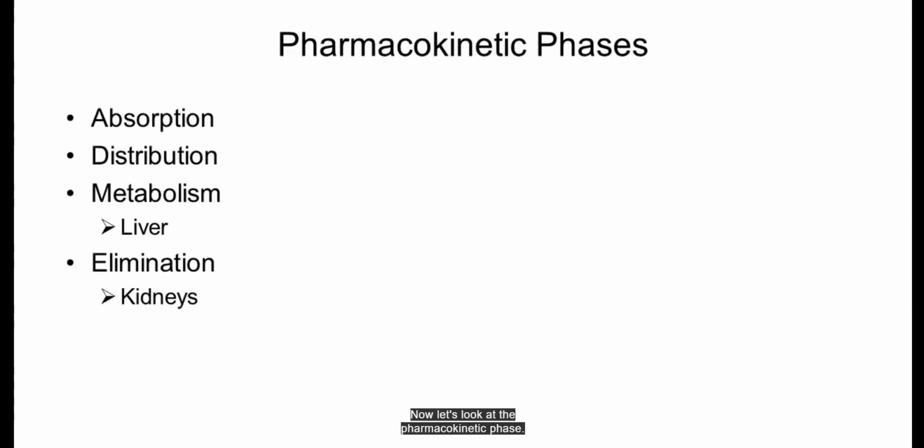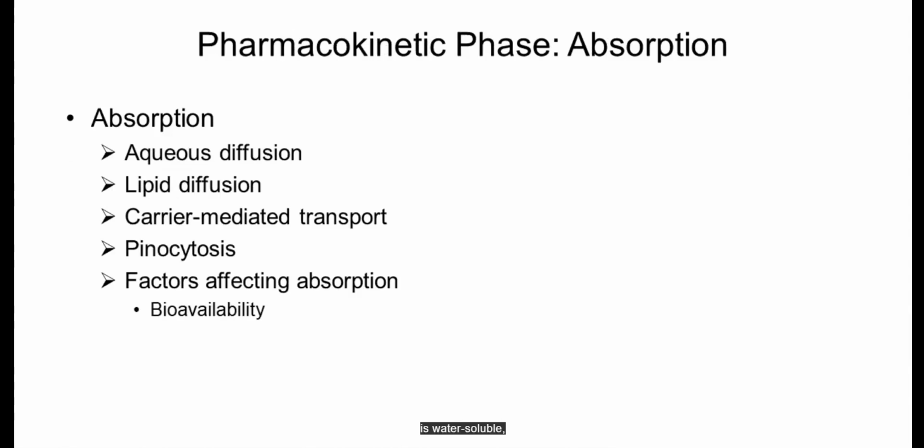Now, let's look at the pharmacokinetic phase. This is how the drug moves through the body from absorption through elimination. The first phase, absorption, is dependent on whether the drug is water-soluble, aqueous diffusion, fat-soluble, lipid diffusion, or can be actively transported via special carrier molecules such as amino acids or peptides, carrier-mediated transport. The goal of absorption is to make the active ingredient in the drug available to the body. The term bioavailability indicates the proportion of a drug that reaches the systemic circulation or bloodstream.